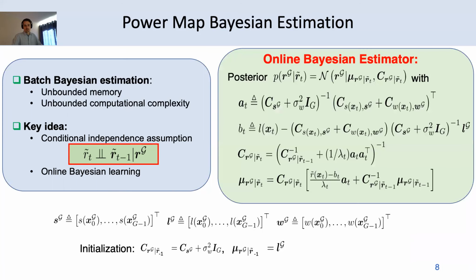So with this assumption, one applies the machinery of Bayesian learning and comes up with this recursion, which allows the UAV to obtain the posterior of the power map using the previous posterior, right? With every new arrival of a measurement.